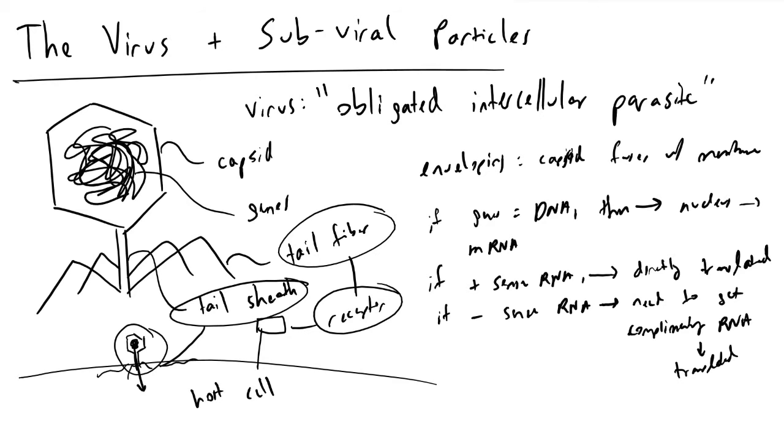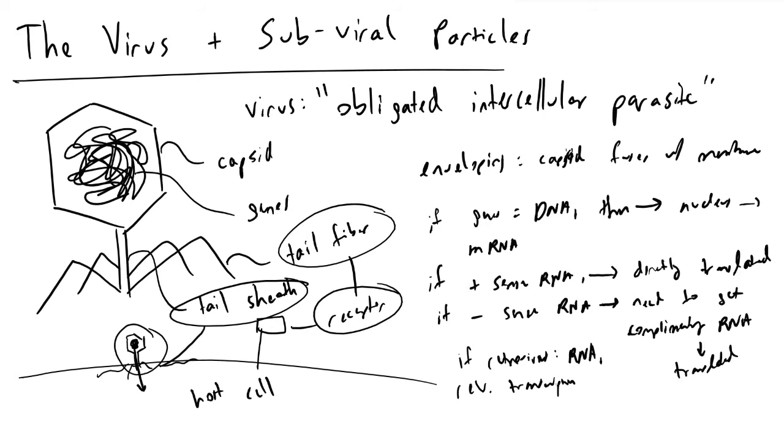And then finally, there are viruses referred to as retroviruses. And if we have a retrovirus, these are particularly nasty because the retrovirus will have RNA as well as a reverse transcriptase.